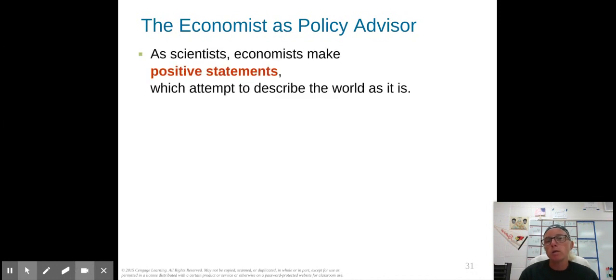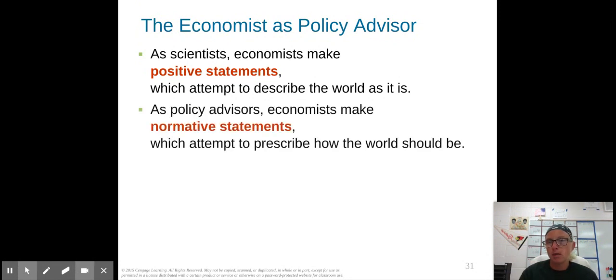So as scientists, we make positive statements, which attempt to describe the world as it is. Here it is. This is what it is. Normative statements are how the economy should be. So if you see the word should in a statement, it's pretty much a normative statement. It's almost like an opinion statement, where the positive statement is, yeah, the sky's blue. Yeah, the unemployment rate is 5.2%. Where a normative statement would be like, if we want to lower the unemployment rate, we should increase spending.